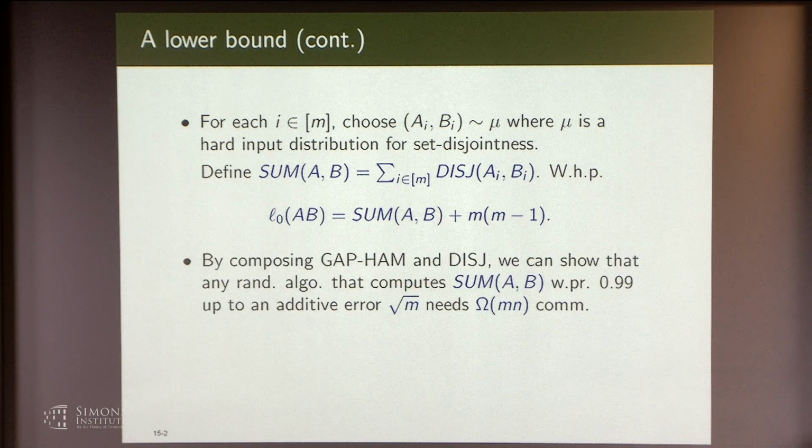Then we can show that it's hard to approximate this sum AB within a small error. Any randomized algorithm that computes this sum with probability 0.99, up to an additive error square root n, needs to spend omega m times n communication.